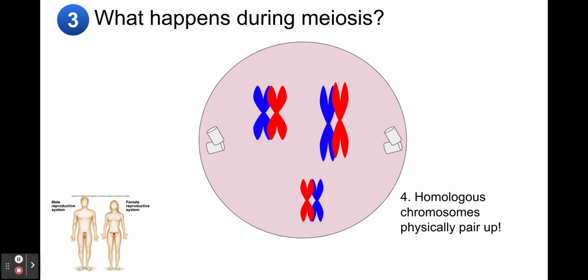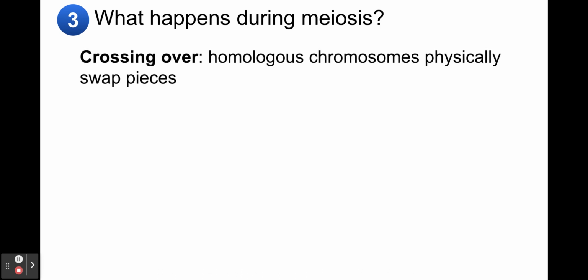What you might want to draw in your notes right now is a picture of homologous chromosomes paired up side by side. Notice how they are overlapping. Notice where they're touching. It's 2 X's side by side physically touching each other. And that's really important, because now something crazy is going to happen. And that something crazy is called crossing over. Crossing over is when homologous chromosomes physically swap pieces. Let me show you what that looks like.